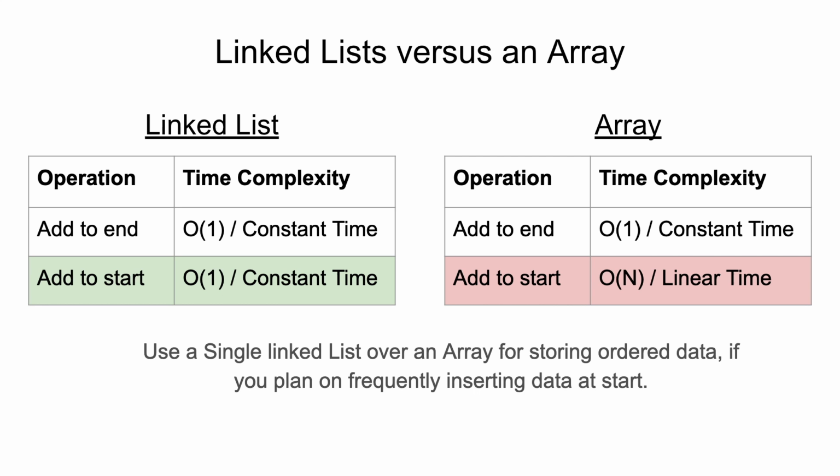That gives us, well, O of n linear time, whereas with a linked list, we just have to move the head property. So again, that is why you would choose a linked list over an array for storing ordered data. And that should be it for this video.